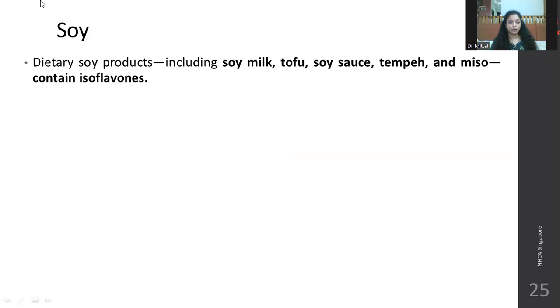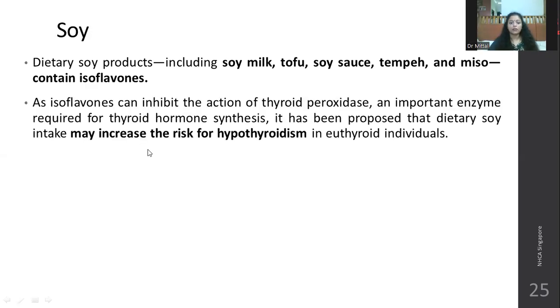Soy products. Dietary soy products, including soy milk, tofu, soy sauce, tempeh, miso, they all contain isoflavonols. That is also a culprit here, which inhibits the iodine absorption and can inhibit the action of thyroid peroxidase. It is an important enzyme required for thyroid hormone synthesis. In the presence of isoflavonols, the enzyme decreases and hormone will not be produced.